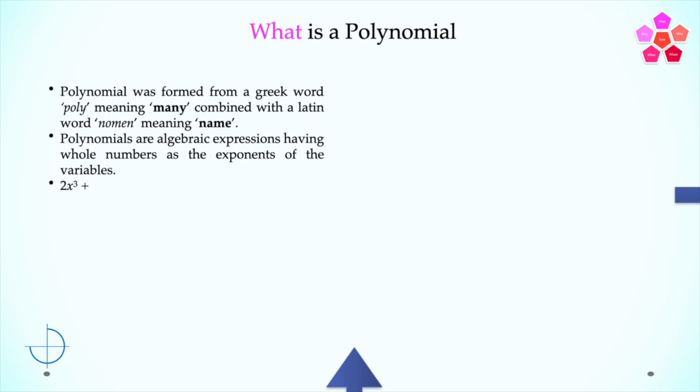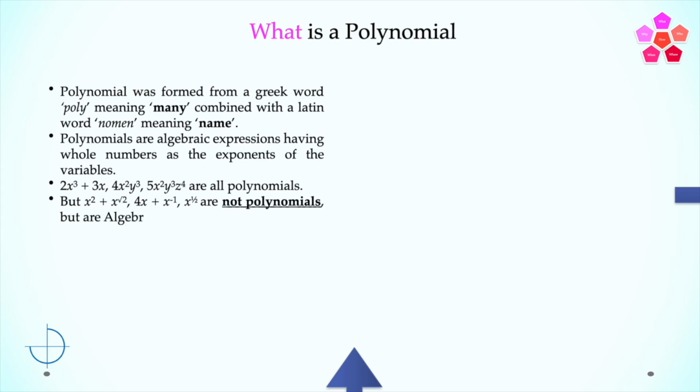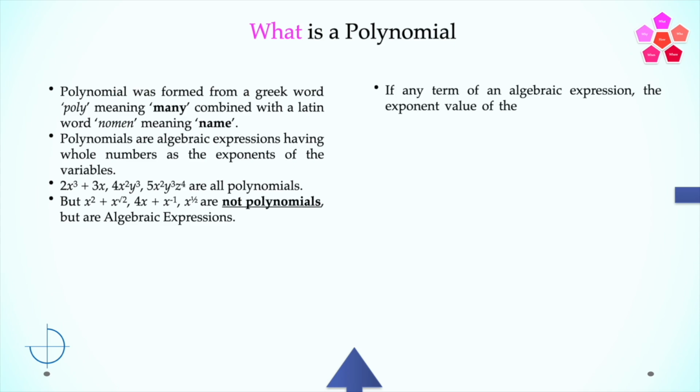So 2x³ + 3x, 4x²y³, or 5x²y³z⁴ are all polynomials. But x² + x^√2, or 4x + x⁻¹, or x^(1/2) are not polynomials, but are algebraic expressions. If in any term of an algebraic expression the exponent value of the variable is not a whole number, the algebraic expression is not a polynomial.